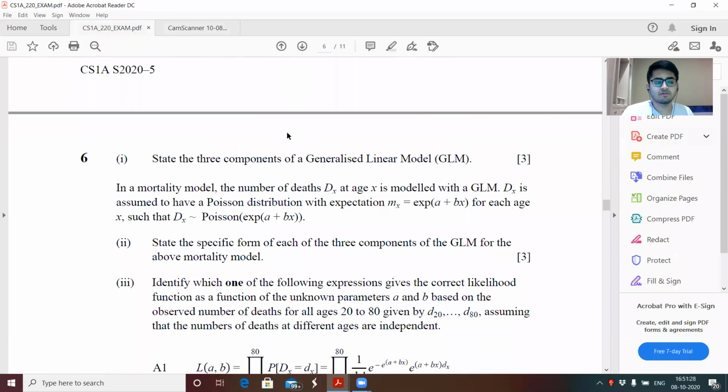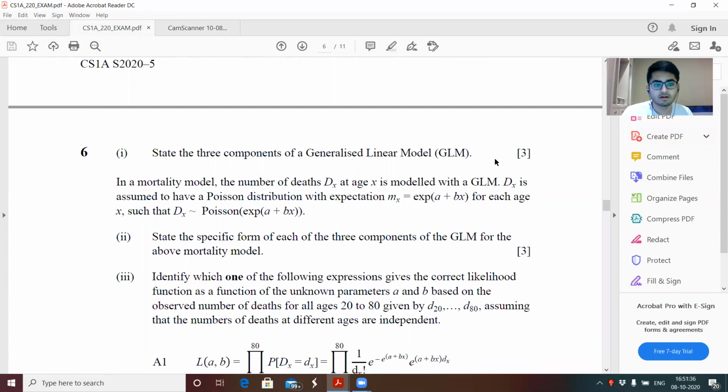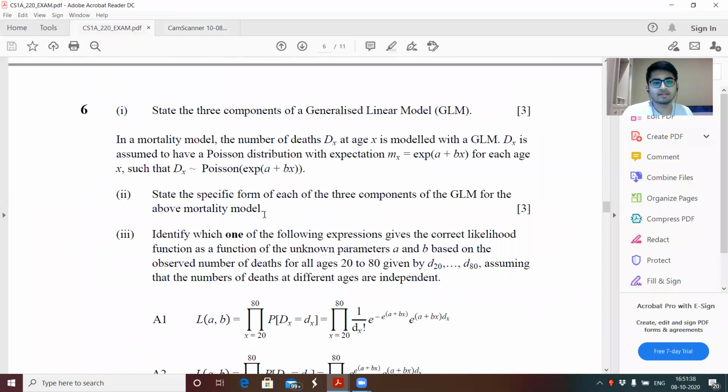Moving forward, sixth question, state the three components of a GLM. This was a direct bookwork. You can refer to the institute material. You would be getting the answers for this. Part 2 was state the specific form of each of the three components of the GLM. So here we have been given mx is e to the power a plus bx. Using part 1 itself, you can solve part 2. So again, part 2 is almost a direct bookwork.